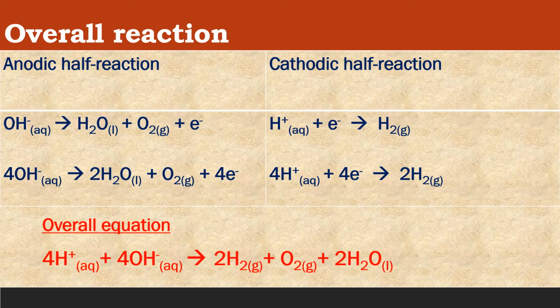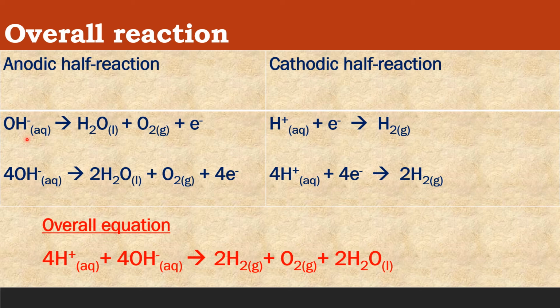Overall reaction. Overall reaction is the combination of the reaction that occurs at the anode and the reaction that occurs at the cathode. The reaction that occurs at the anode is referred to as the anodic half reaction, and the reaction that occurs at the cathode is the one that is referred to as the cathodic half reaction. So the two reactions combined together make up a single reaction. That's why they are called half and half. And you know, when you add two halves together, you are going to get one.